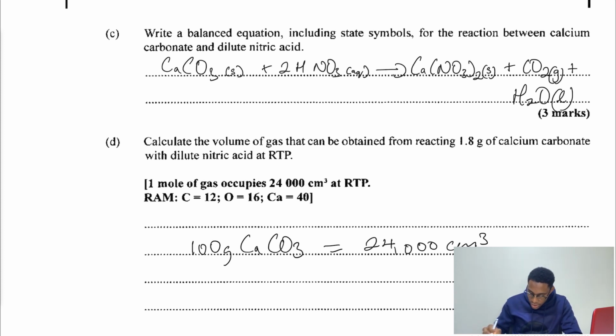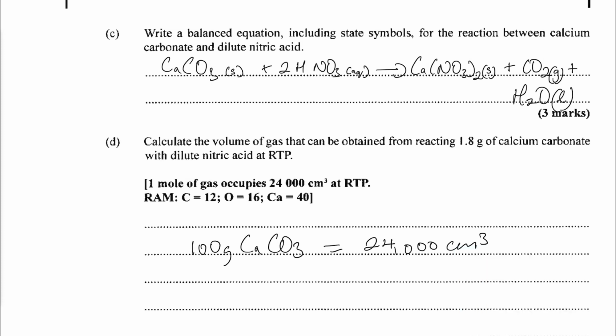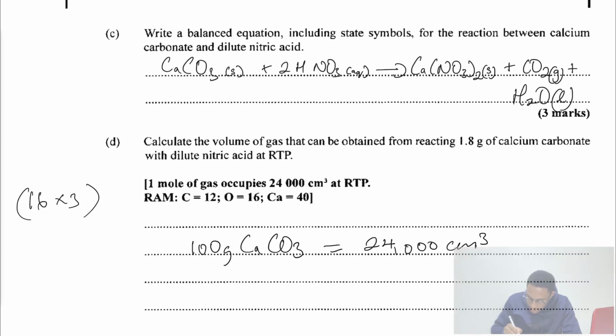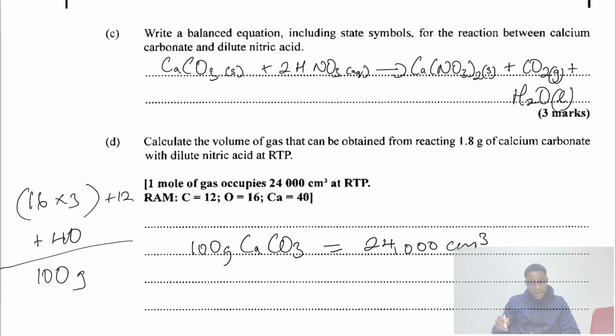Remember, they provided us with the relative atomic mass of each of the atoms present in calcium carbonate. And if we were to add up all of those, we'd have 16 times 3, that's the amount of oxygens. We have 1 carbon. We also have 1 calcium, and that will be 40. And if we were to add up all of those, we are supposed to get 100 grams. So there we have it. Now let's go back again. So we said 100 grams of calcium carbonate is equal to 24,000 cm³.